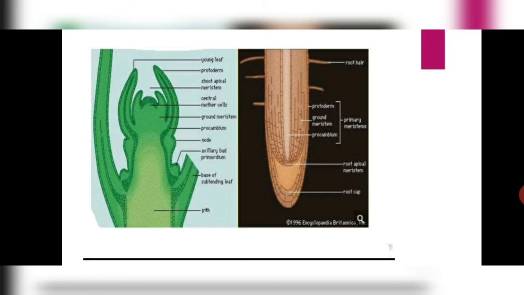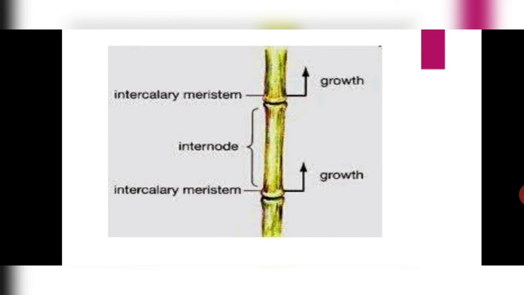As you can see in this diagram, the meristematic regions are clearly shown here. There is the shoot apical meristem which leads to the formation of shoot further. There is ground meristem which forms the inner portion. There is procambium which is going to form the cambial ring. There is an axillary bud primordium which will lead to formation of the bud further. Can you see in this particular diagram? The growth is done on both the sides.